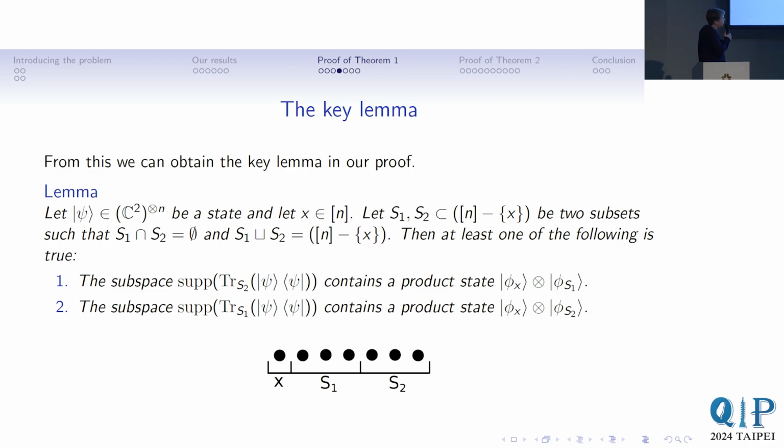The first one is if you trace out the qubits in S2, then the support of the density matrix on what's left contains a product state over X and S1. Or if you trace out the qubits in S1, the support of the density matrix that's left contains a product state over X and something in S2. So at least one of those two things is true. Then using this lemma, we can prove the theorem.